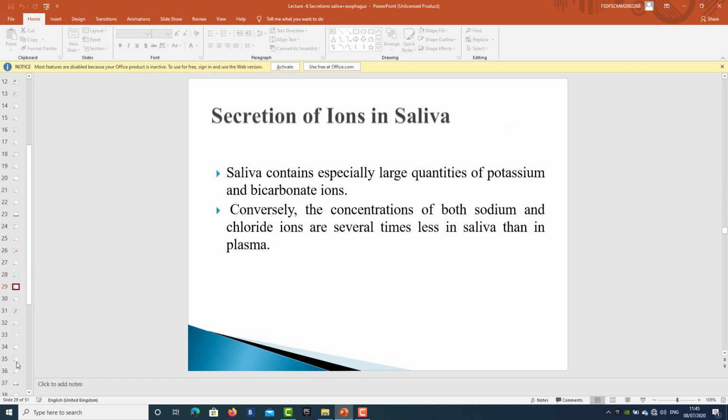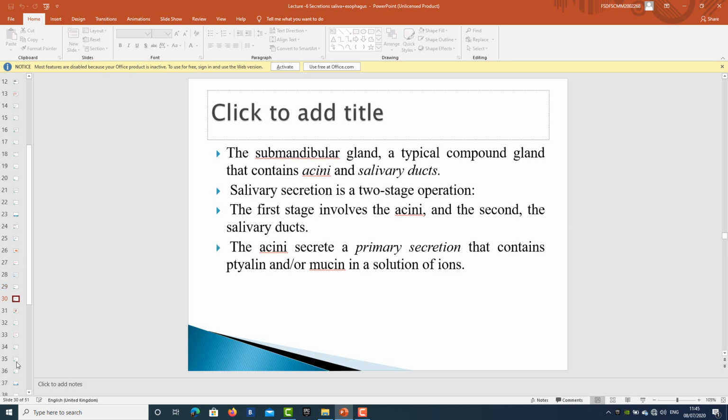Secretion of ions in saliva. Saliva contains especially large quantities of potassium and bicarbonate ions. Conversely, the secretion of both sodium and chloride is several times less in saliva than in plasma. So we should be knowing about it.